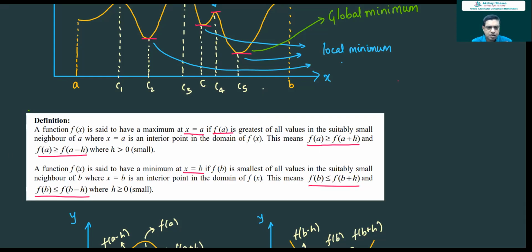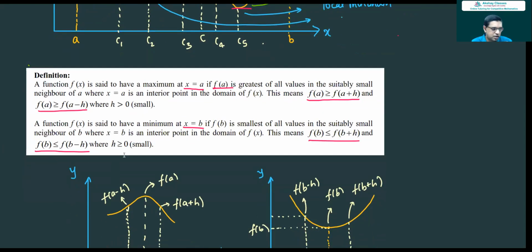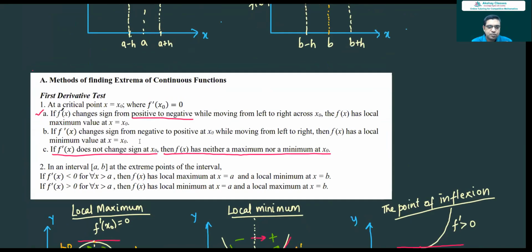Similarly, the function f is said to have a minimum at x equal to b if f of b is the smallest value in the neighborhood. That is, f of b is less than or equal to f of b plus h, and f of b is less than or equal to f of b minus h, however small h is. So that was the functional definition.